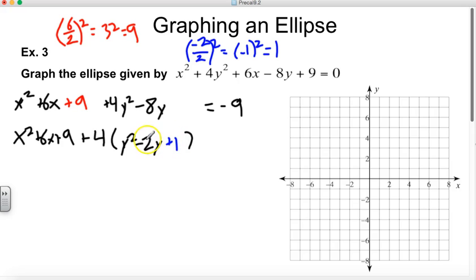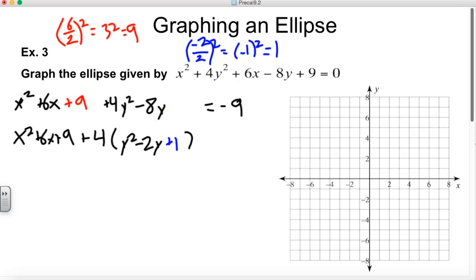Now, again, it's important to be aware that since you took out a GCF of 4, this 4, remember, is distributing to everything in this parentheses. So that's really 4 times 1. So really what I did was add 4 in to the problem, right? If I distributed, I would have 4y squared, which is right here. I would have minus 8y, which is right here. And then I would have plus 4. So I really changed it by adding 4.